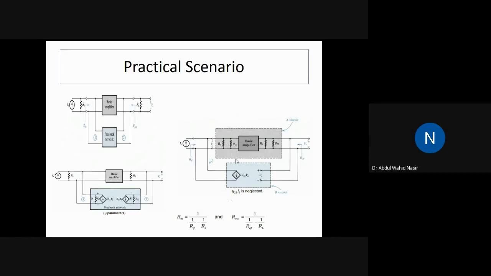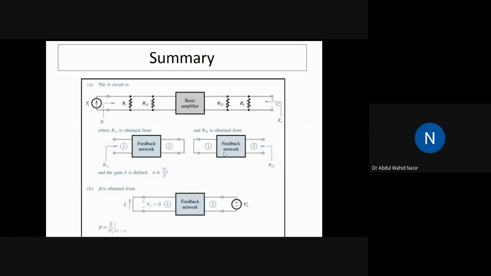This is due to the loading effect of the feedback. So in that case, RIN will be different and ROUT will also be different. It won't be an exact value. RIN will be equal to 1 by RIF minus 1 by RS. Clear? And similarly, you will have ROUT, equal to 1 by ROF minus 1 by RL. So that is the value of RIN and ROUT if we extend our analysis to a practical scenario. Clear?